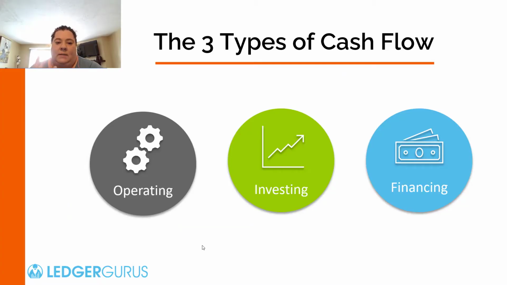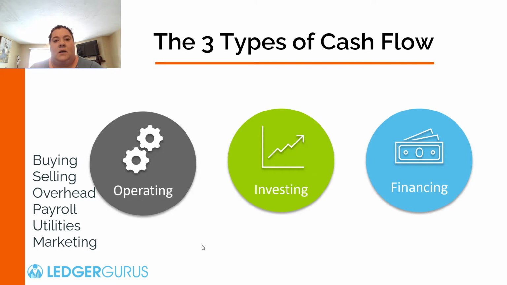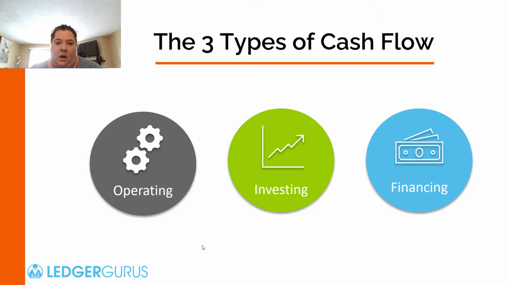So to that point, there are 3 different types of cash flow. The first one is operating cash flow. This is the cash flow that comes as a direct result of the activities of your business: buying, selling your product, the overhead, paying your payroll, paying your utilities, paying for your marketing expenses. Typically, all the things that are flowing through your profit and loss statement are touching operating, with just a couple of exceptions.